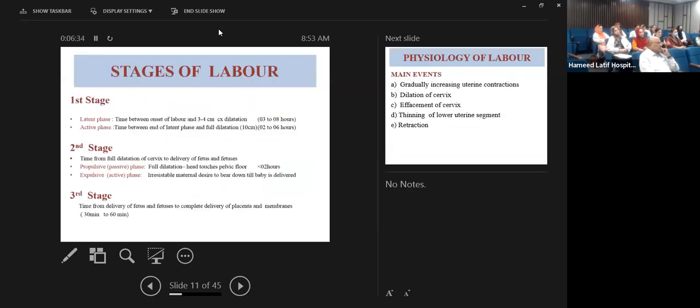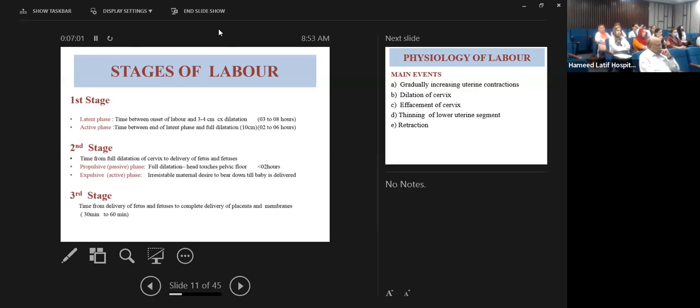Stages of labor. The first stage of labor has two phases, the latent phase and the active phase. The time between the onset of labor till 3 to 4 centimeter cervical dilatation is the latent phase. The active phase is the time between the end of the latent phase till full dilatation, that is 10 centimeter. Second stage of labor: the time from full dilatation of the cervix to the delivery of the fetus or fetuses.